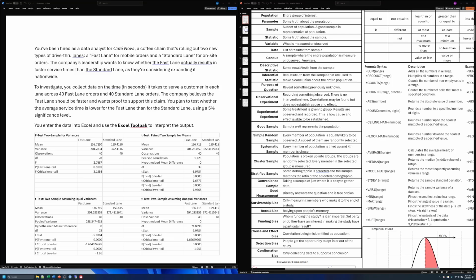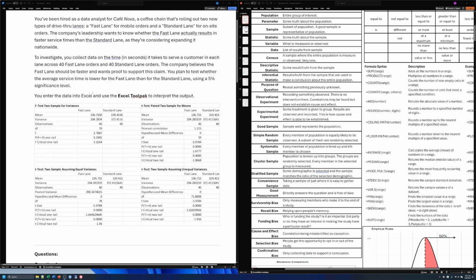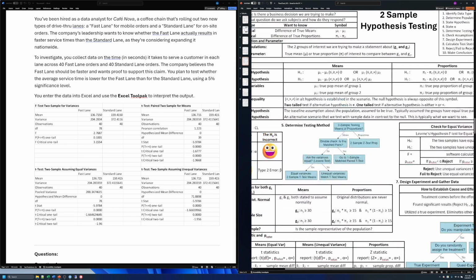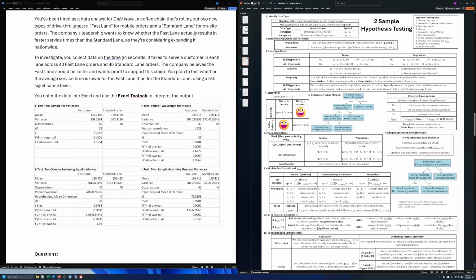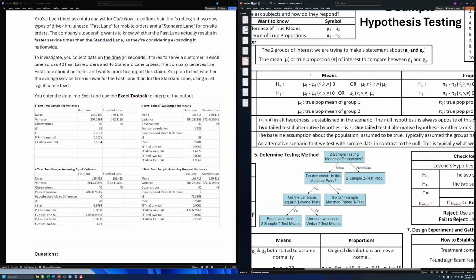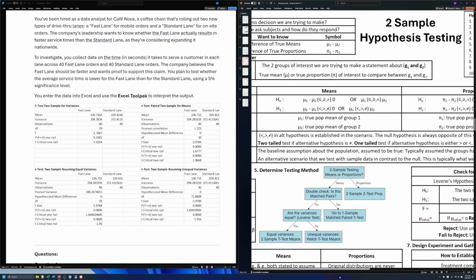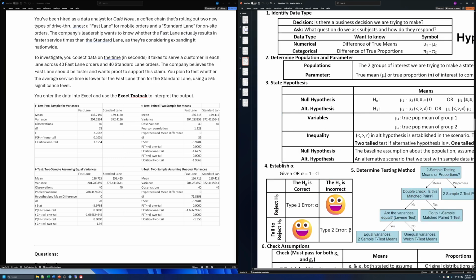Okay, so let's go ahead and take a look at what we've got. We entered the data into Excel and we got this output. We see that we've got our groups, our fast lane and our standard lane. It looks like we've got some sort of two sample hypothesis testing. So we can go to our sheet that says two sample hypothesis testing and look at a few things. The first thing that we want to understand is, are we dealing with numerical or categorical data? What are we measuring?